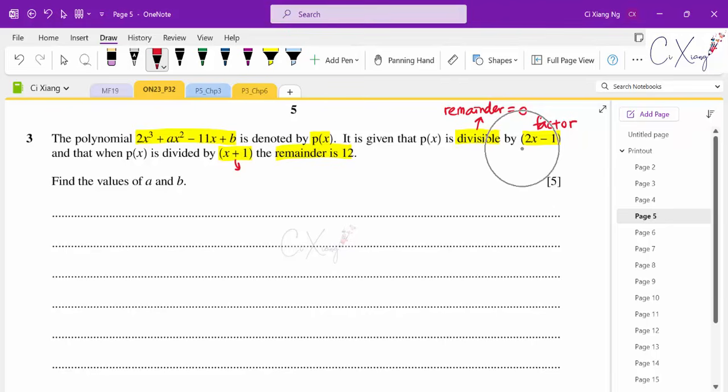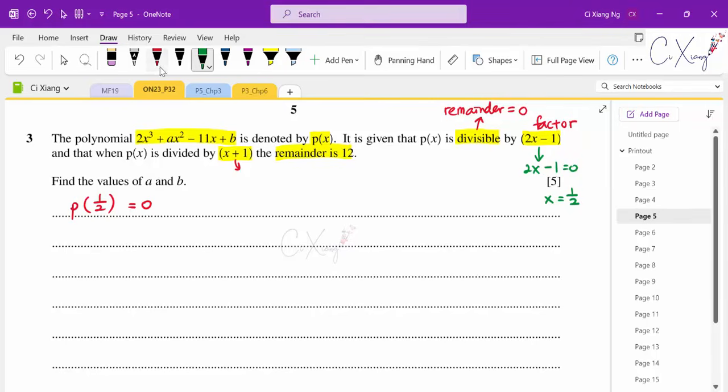So first of all, because 2x minus 1 is a factor, according to the factor theorem, I know that if I substitute half into the polynomial, I will get the remainder equal to 0. So how do I get the value half? The value half we can get from 2x minus 1. You let 2x minus 1 equal to 0, and therefore x equals half. So that means if we substitute x equals half into the polynomial, the remainder is 0.